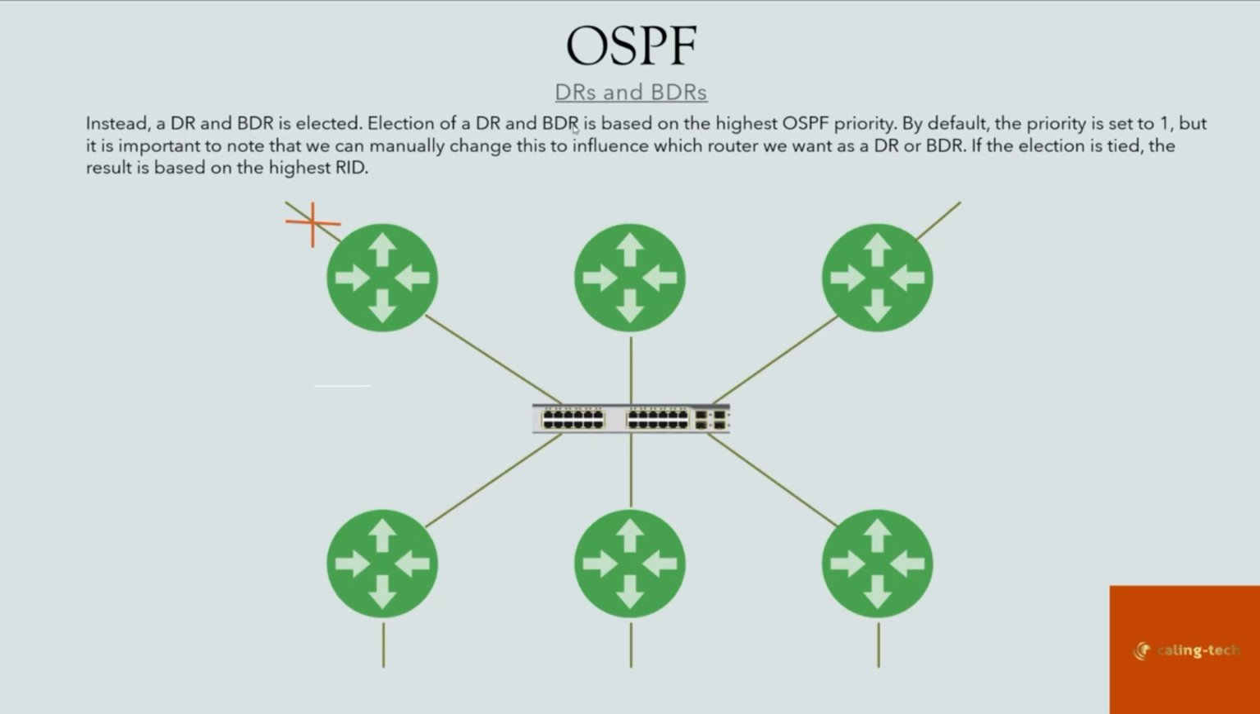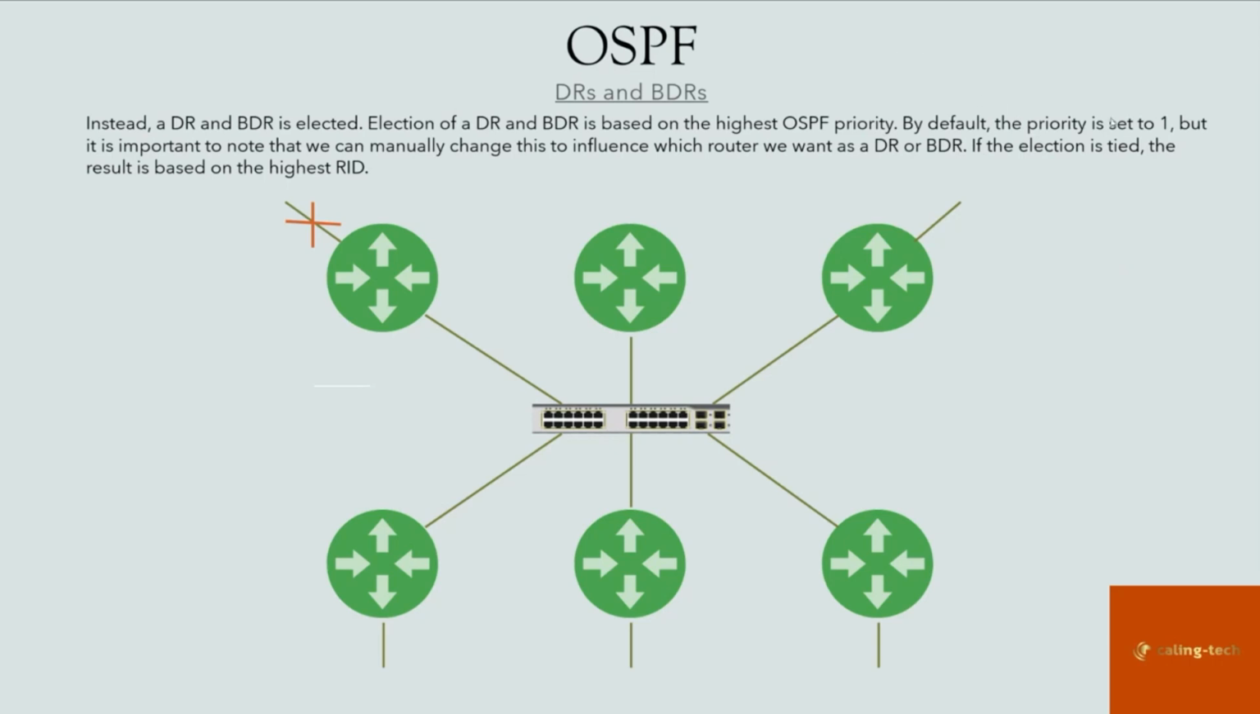Now, the election of a designated router and backup designated router is based on the highest OSPF priority. By default, the priority is set to 1, but it's important that we note that we can manually change this to influence which router we want as a DR or BDR. And we'll see why we might want to do that in later lessons. But it's also explained slightly in the next statement that if the election is tied, the result is based on the highest router ID.